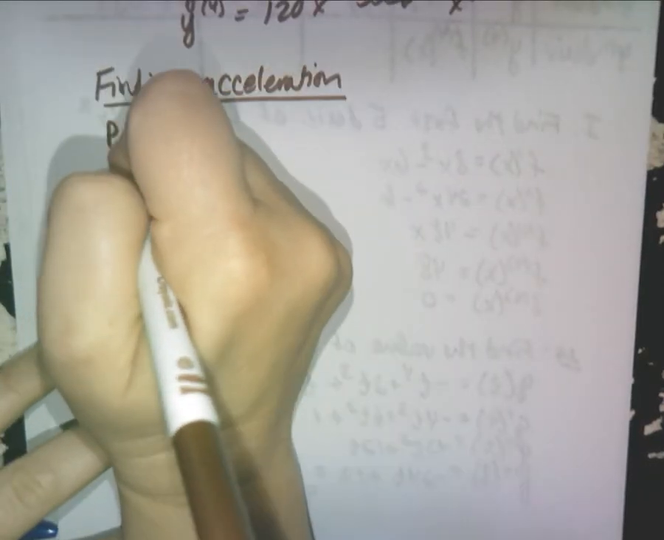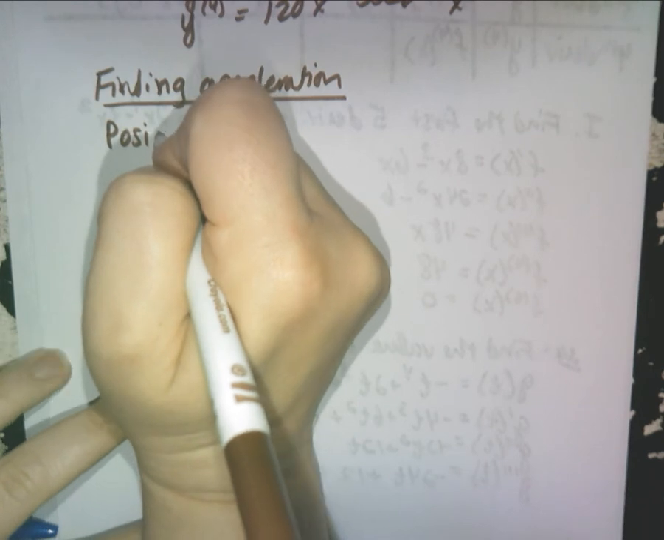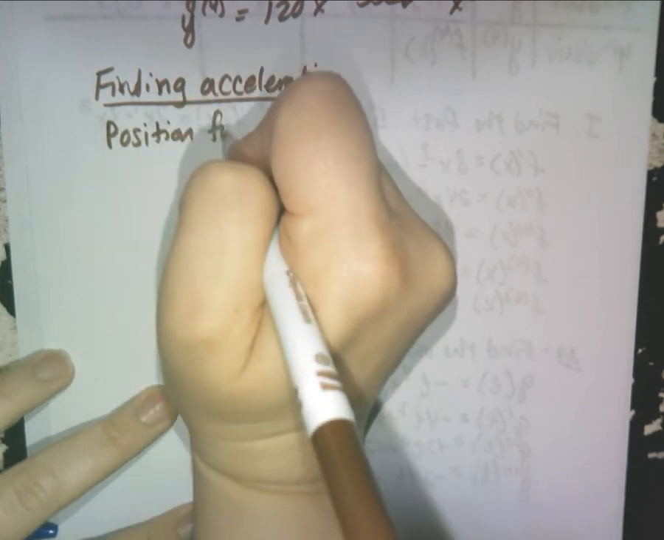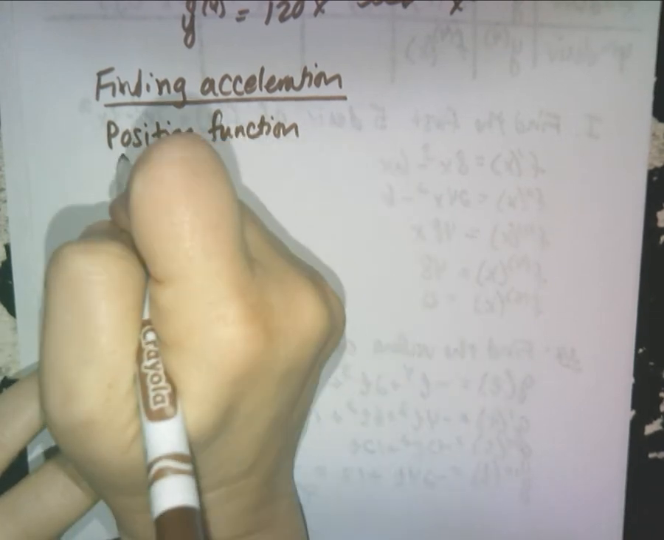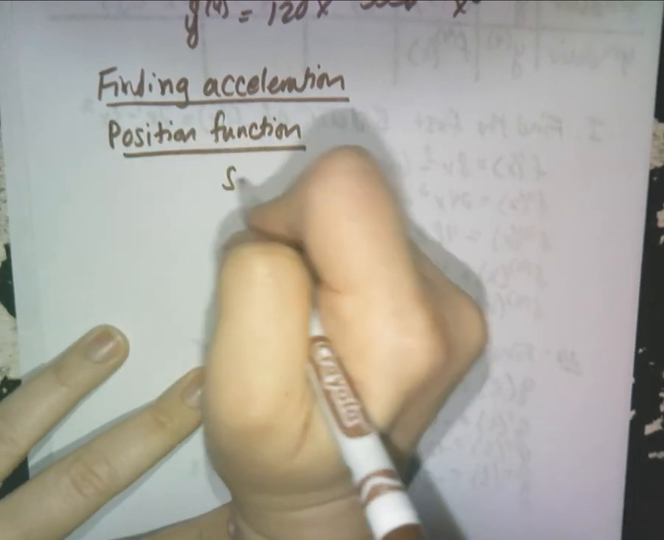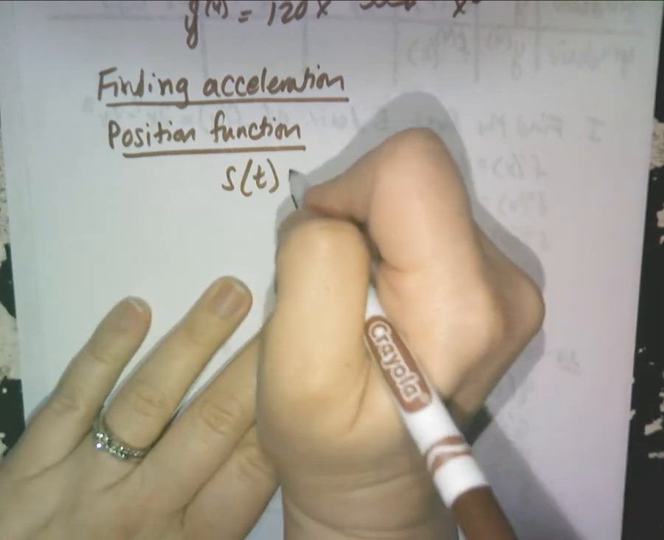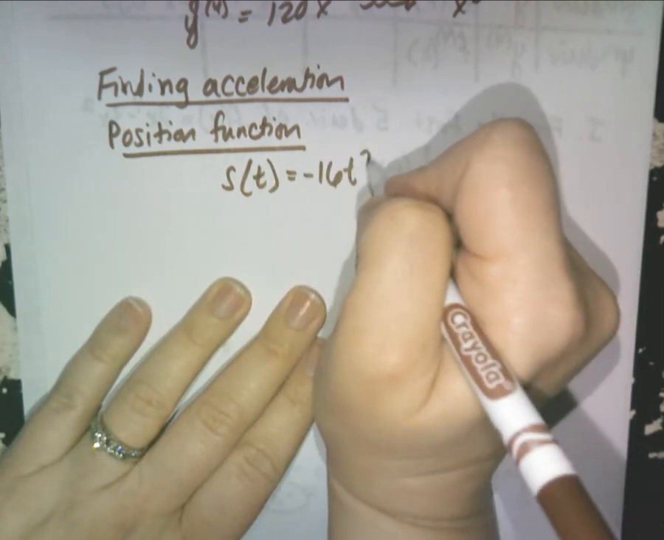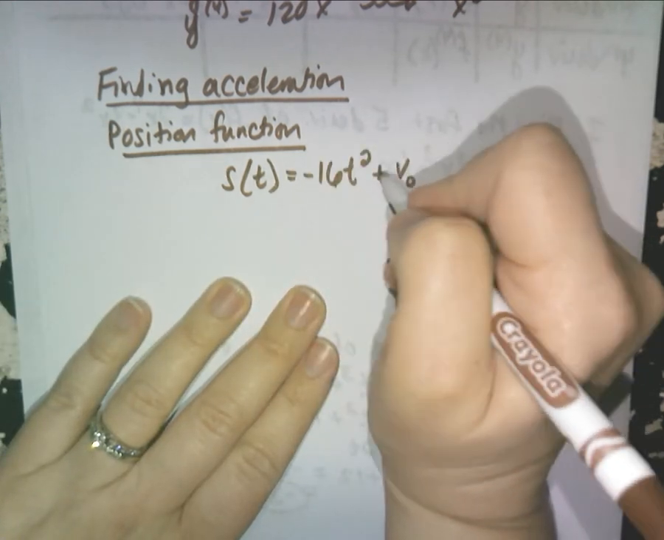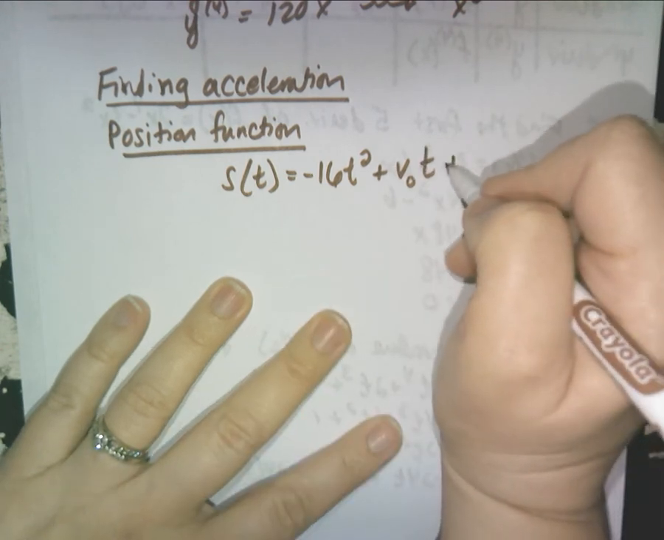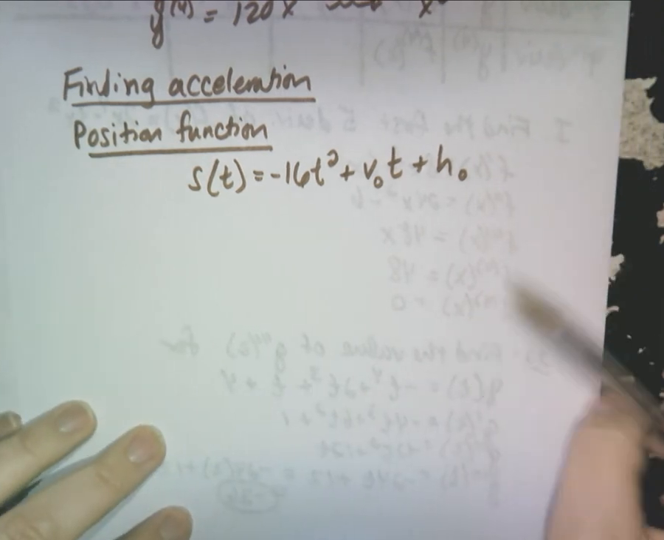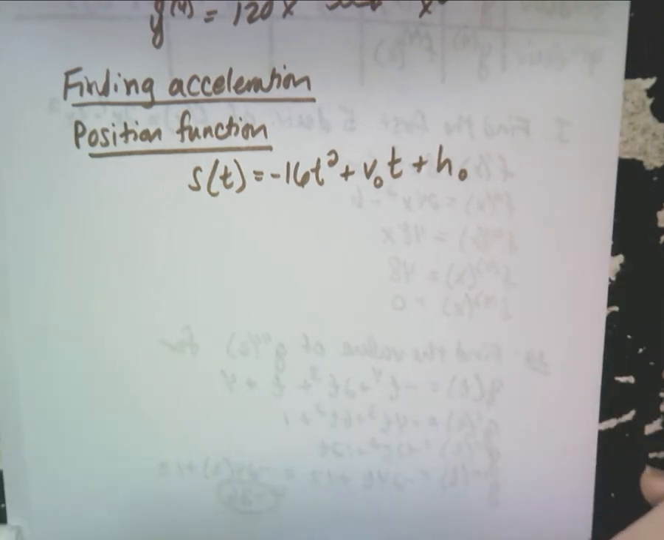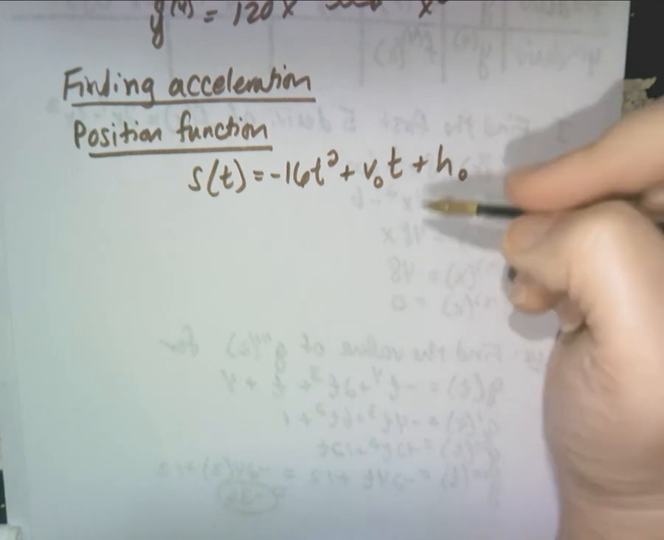So let me first, in physics, let me give you what's called a position function. This is a formula to find the position of an object at a certain point in time. So your position function is S of t, that's what they use in this book, equals negative 16t squared plus v naught t plus h naught. Have you seen this before? Wait, so what's the V? Okay, I'm going to tell you in a minute.